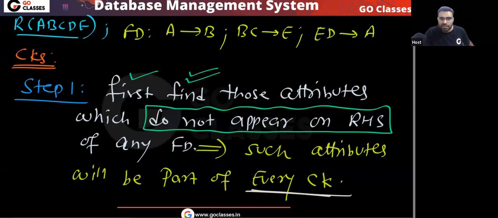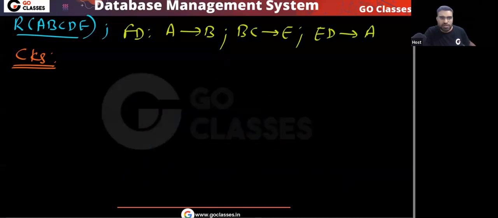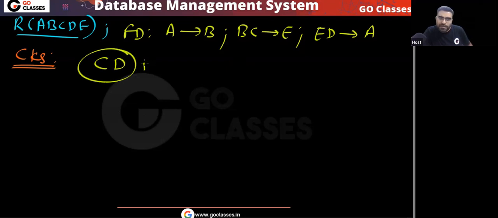Yes, CD do not appear, right? Yes or no? Here you can see that these attributes, CD, do not appear on the RHS. C does not appear, D does not appear. So we got that CD must be part of every candidate key. Yes or no?